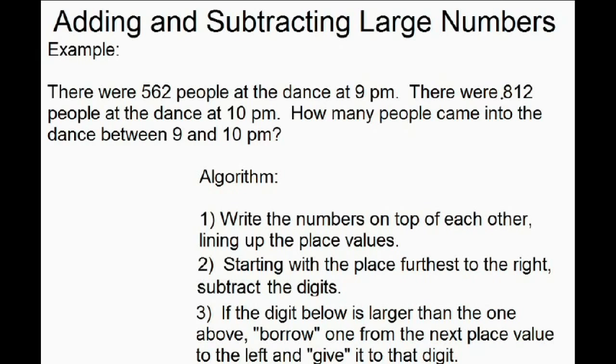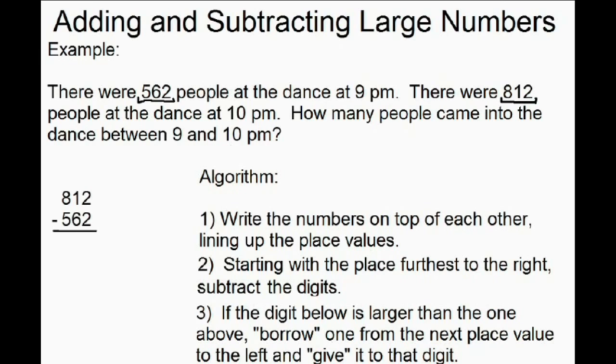So hopefully you recognize, well, in order to calculate that, we have to take 812 and subtract 562. Again, it just so happens we're starting with the biggest number and writing that on top here. And that's what we're going to do. We're going to go through our algorithm, and we're going to start by stacking the numbers on top of each other and lining up the place values.